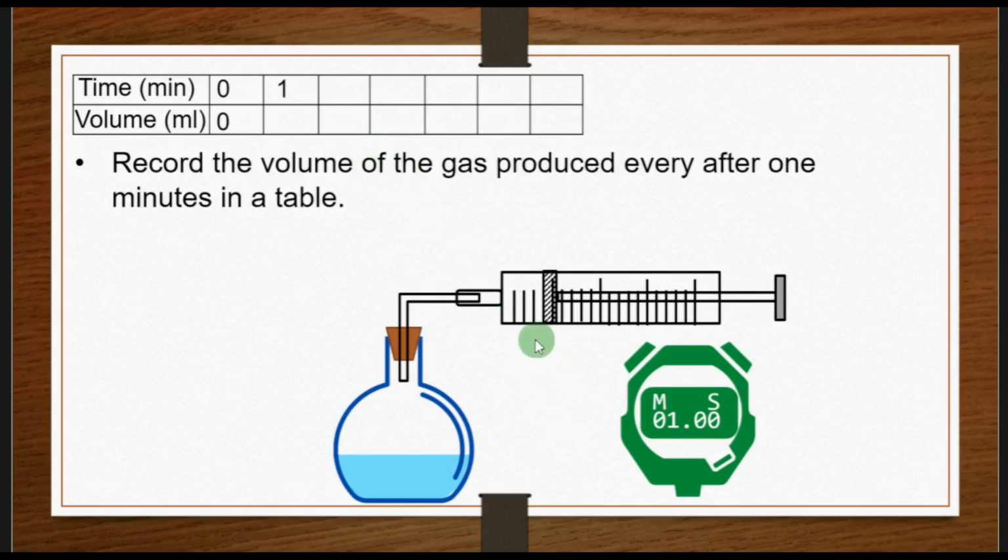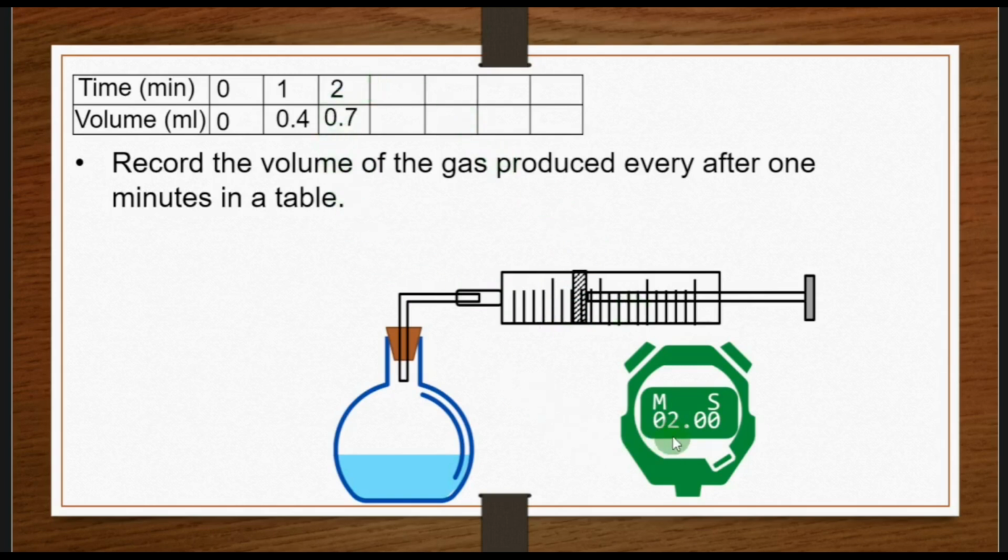So this is 0.1, 0.2, 0.3, 0.4. So where it is standing here, it is at 0.4, this line here. So I'll say 0.4. Then again we'll record after another 1 minute. After 1 minute it has moved to there. So this is 0.1, 0.2, 0.3, 0.4, 0.5, 0.6, 0.7. So after 2 minutes, we'll say 0.7.